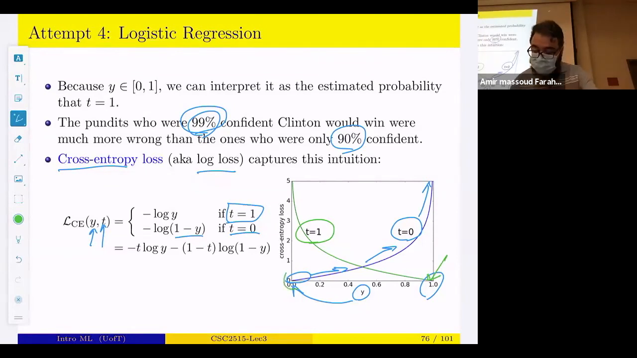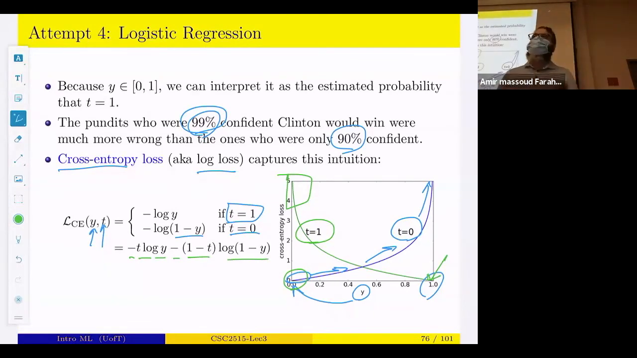But if we predict y equal to 0, we should suffer large loss. And the behavior is defined by this kind of logarithmic function. So this is called cross entropy loss or log loss. And this is the formula. And actually, it is good to convince yourself that I can write it compactly as equal to minus t log y minus (1 minus t) log (1 minus y).